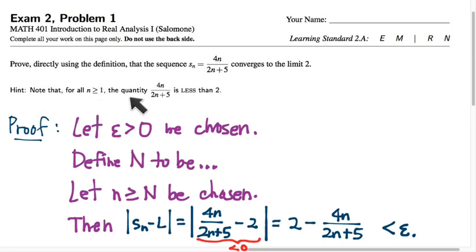So how the hint is useful is it helps us to get rid of the absolute value sign, both in the scratch work that you did to figure out how to define this n, and then also in the algebra that you do as part of the proof, to show why this construction and this assumption will guarantee that Sn minus L in absolute value is less than epsilon.